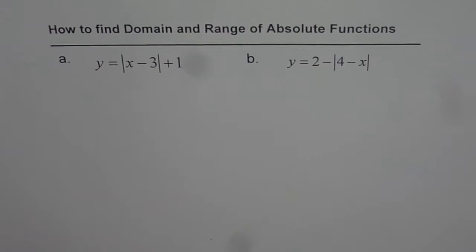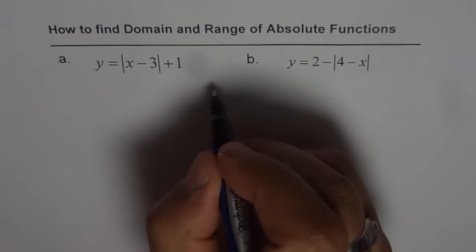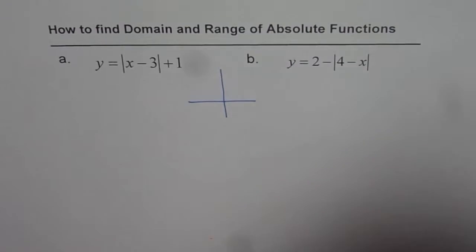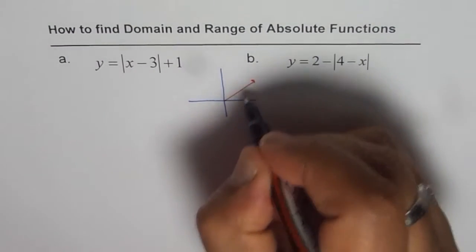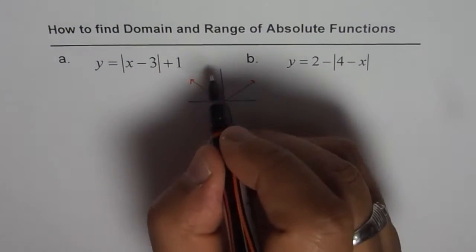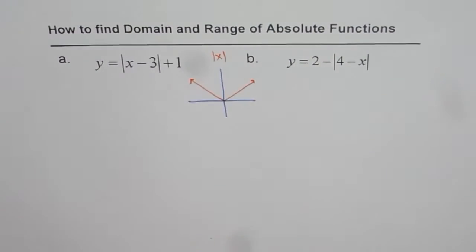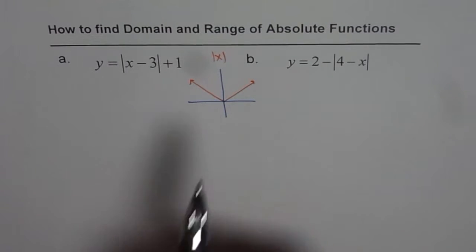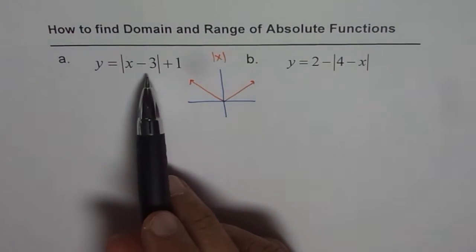Now let us understand how to find domain and range of absolute functions. Just to remind you, absolute functions will look like this, right? Always positive. So that is an absolute function. So you can see domain is all real numbers and range is greater than or equal to 0. It's always positive.